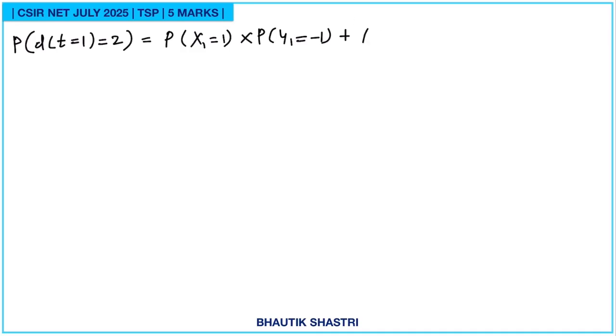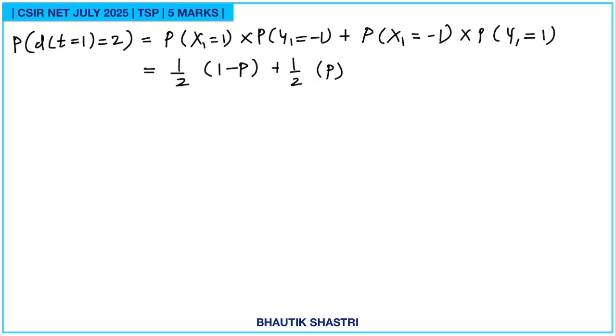So the probability that the distance at t equal to 1 is 2 is equal to the probability that x1 is equal to 1 into the probability that y1 is equal to minus 1, plus the probability that x1 is equal to minus 1 into the probability that y1 is equal to 1. That will be equal to simply half into 1 minus p plus half into p, which is half. So this is done.